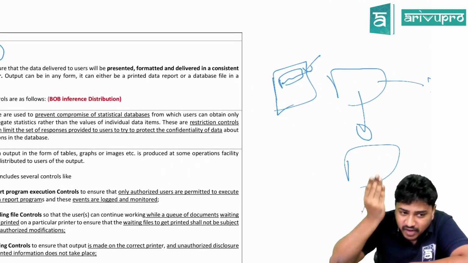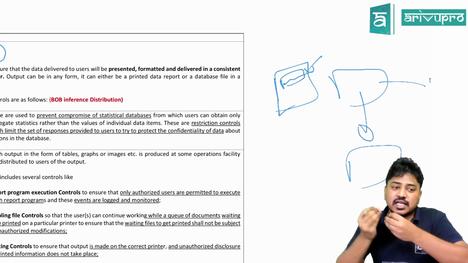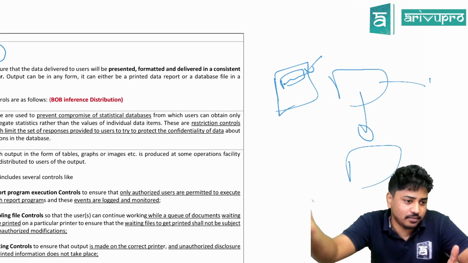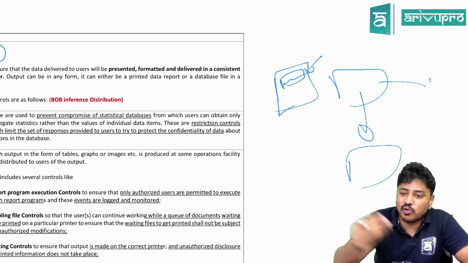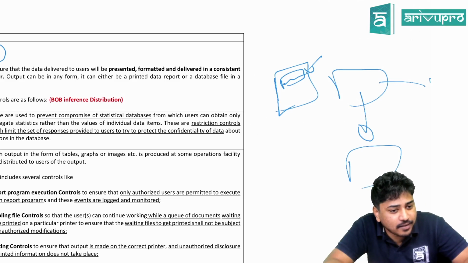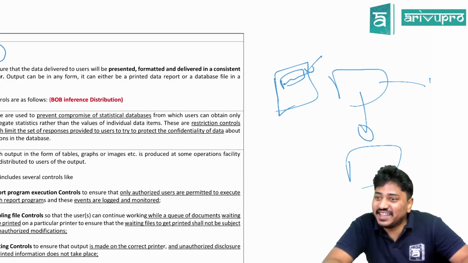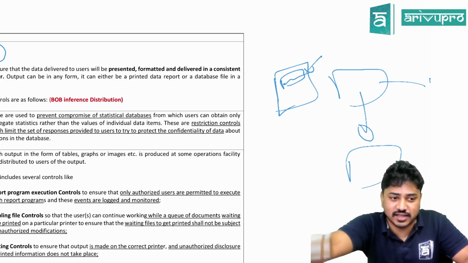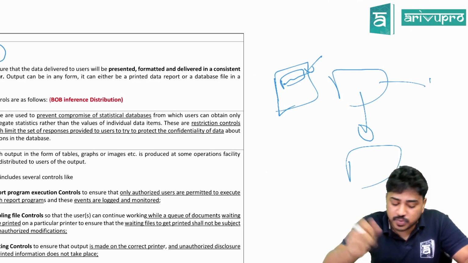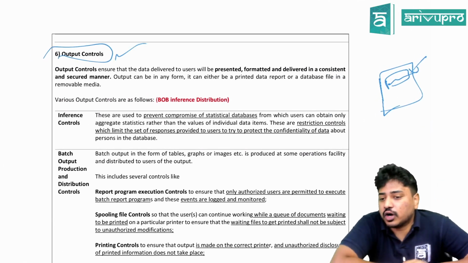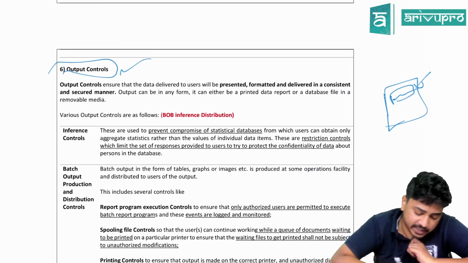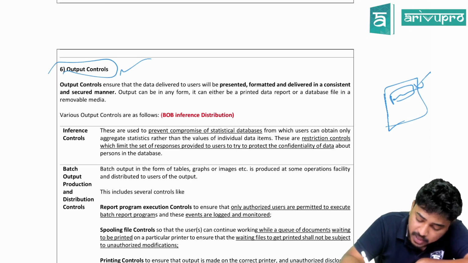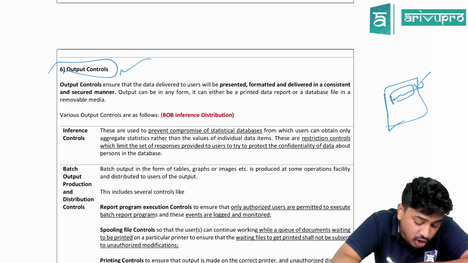Now, when I am giving output, can sensitive data be displayed on your screen? That is output only, no? Or you're printing a file. It goes to a printer and prints. Can someone hack it? By now you should know anything and everything can be hacked. So when I'm printing a file, someone can come and steal the data and go. So there should be controls for output also. Output controls ensure that data delivered to the user is presented, formatted and delivered in a consistent and secure manner.